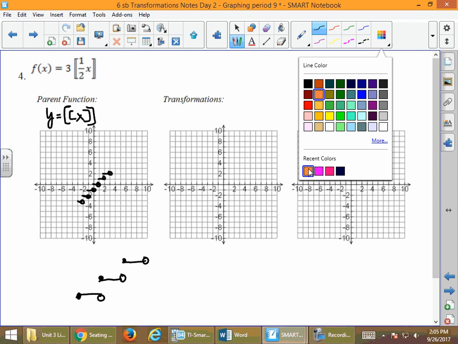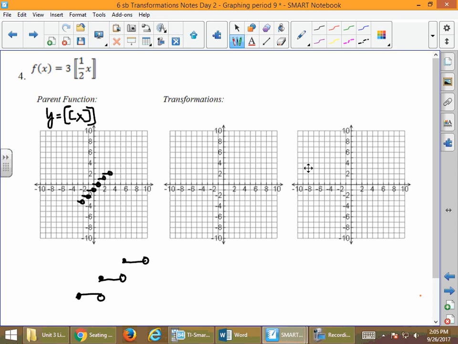And the first transformation is coming from the 3 that is in front of the function. Well, when we've got that 3 in front of the function, the transformation is going to be a vertical stretch by 3. Remember, vertical means that we're going to affect the y values. And we have a y value at 1, at 2, at 3, at 4, at 5, at -1, at -2, at -3.